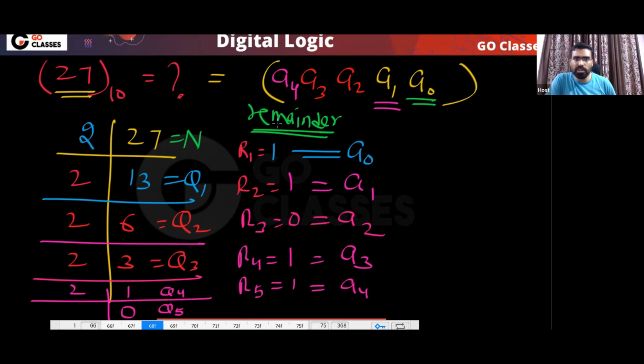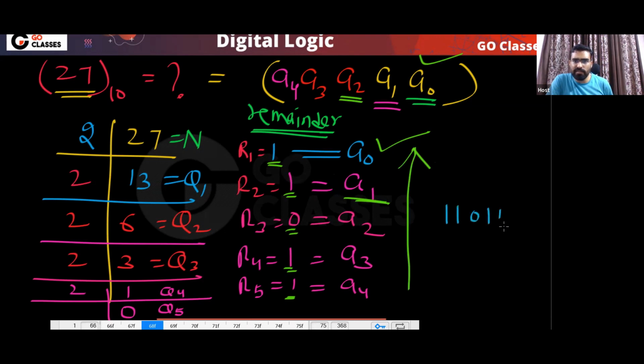Can anyone tell me why we write in the reverse order? Because the first remainder that you get is A0. The second remainder is A1, the third remainder is A2, the fourth remainder is A3, and the next remainder is A4. That is the reason we write this in the reverse order.